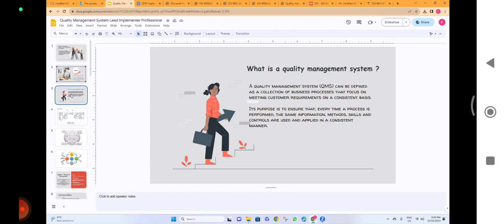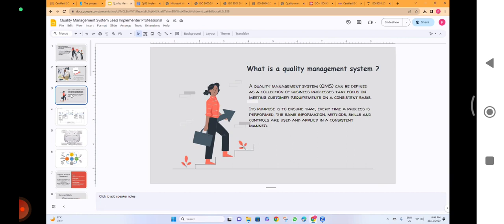A quality management system is basically a collection of business processes that focus on meeting customer requirements. So in other words, a quality management system already exists in an organization, okay? Your job as a lead implementer is not to disrupt and try to do everything from fresh, but to make sure that there is a formal system that is used to manage those quality management activities, so that you can consistently meet the customer needs and expectations always, okay?